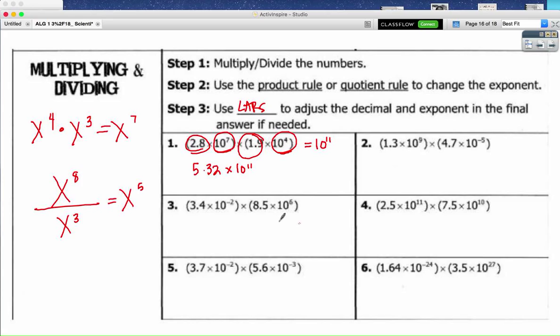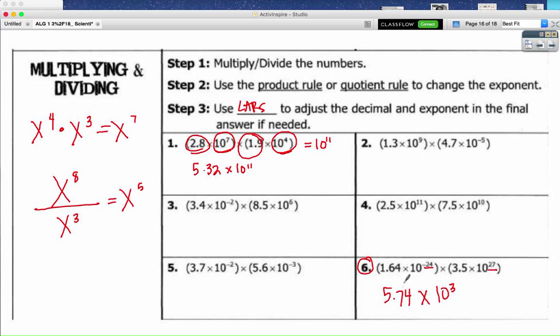Okay, we'll try one more like that. Let's jump down to number 6. So 1.64 times 3.5 gives us 5.74, and then we add our exponents. So negative 24 plus 27 is really just a positive 3, so times 10 to the positive 3rd power.